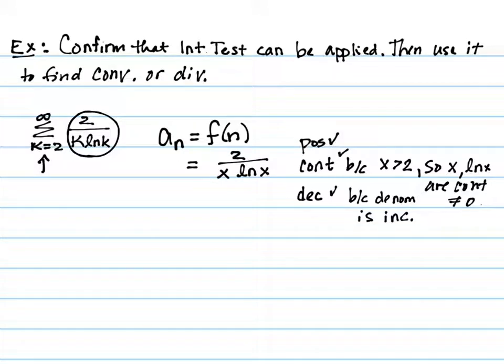Okay, so we've done the first part, confirmed that the integral test can be applied. So what that means is that instead of concerning ourselves with the summation, we can now look at the integration, the integral of 2 over x natural log of x. And this will go from 2 to infinity. We swap out the limits of integration so that they match the k values over here in the summation. So it's 2 to infinity.